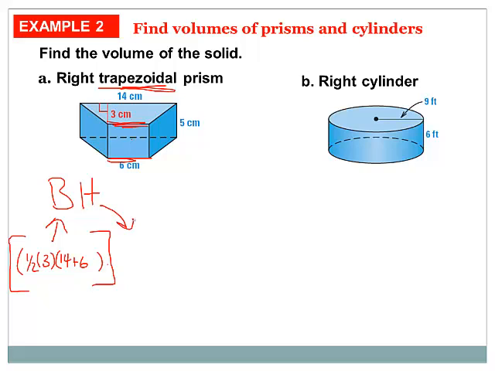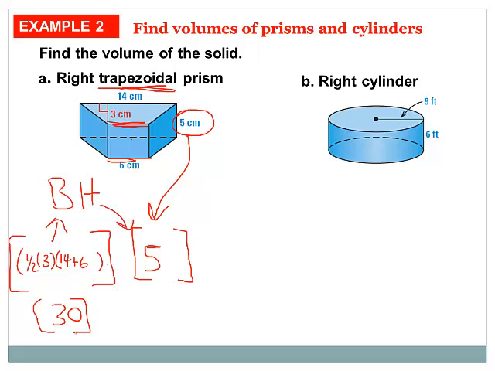The big H, that's just the thickness in the 3rd dimension. So the thickness in the 3rd dimension would be the 5, what the 5 is referring to. So you can plug this into a calculator. I get 30 times 5, and that gives me 150.